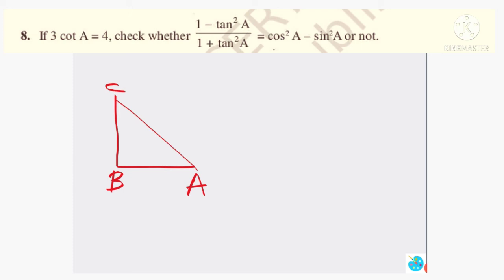In question number 8, we are given that 3 cot A is equal to 4.